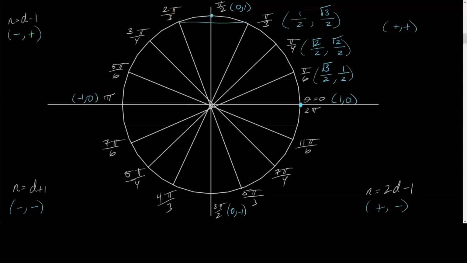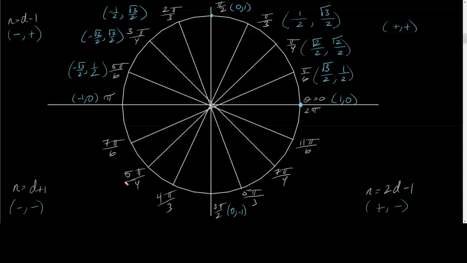This one that matches up with 2 pi over 3, I'm going to take the same coordinate, but I'm going to make the x value negative. So this is going to be negative 1/2, comma, radical 3 over 2. For 3 pi over 4, I'll match it up with that one, make the x value negative. So negative radical 2 over 2, comma, positive radical 2 over 2. For 5 pi over 6, same idea, match it up with that one, make the x value negative, so negative radical 3 over 2, comma, positive 1/2.